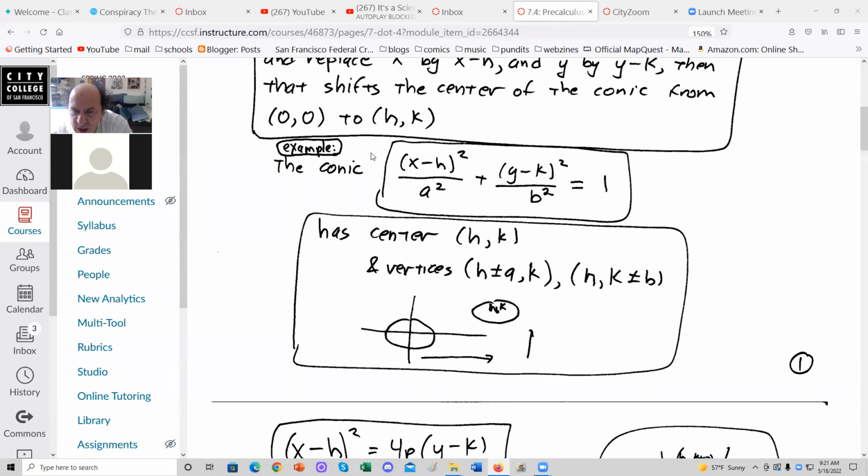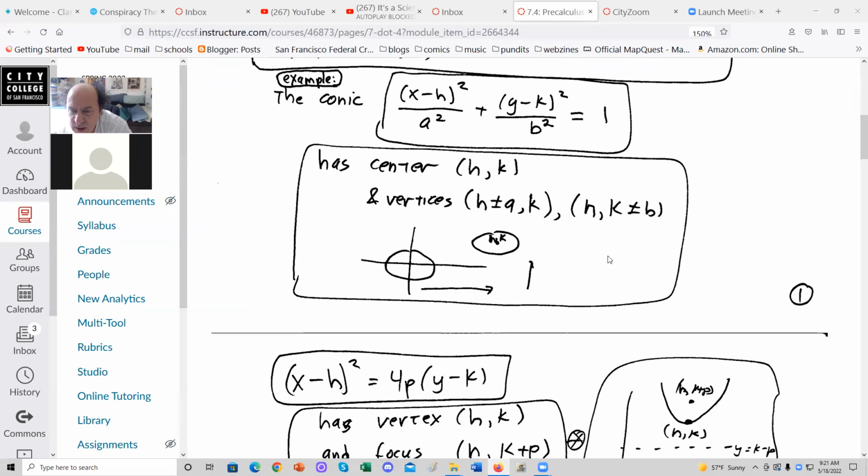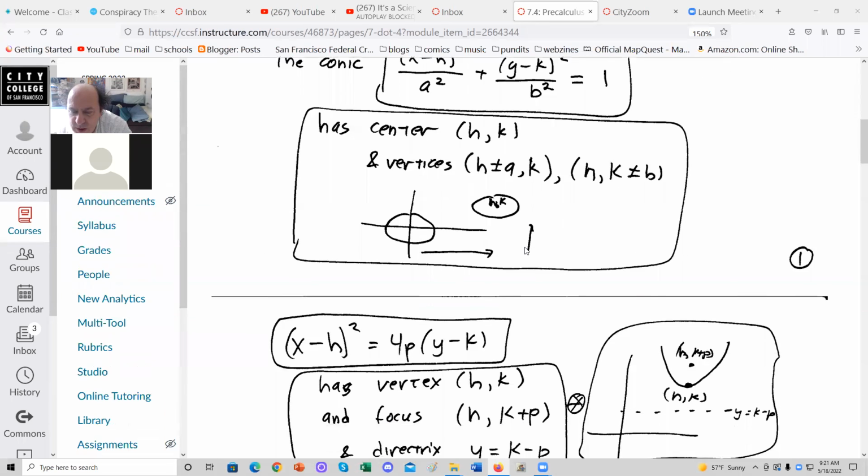So here we go. x minus h squared over a squared plus y minus k squared over b squared equals 1. That is an ellipse, and its center is h by k. Center is h by k. The vertices, you go h plus or minus a by k, and h by k plus or minus b. Shift it over and up.